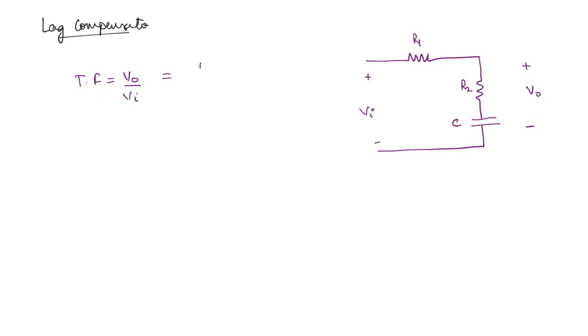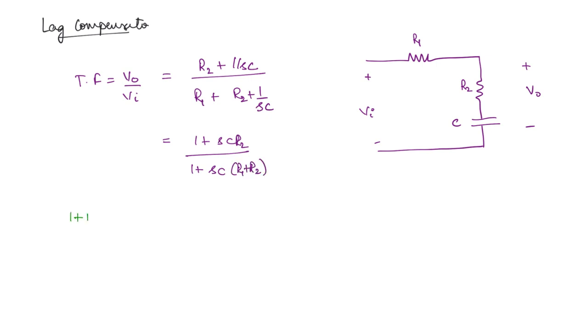This is going to be R2 plus 1 by SC, divided by R1 plus R2 plus 1 by SC, using the voltage division rule. If you simplify, you are going to get 1 plus SC R2 divided by 1 plus SC into R1 plus R2. Now if you compare with the standard transfer function, 1 plus Ts by 1 plus ATs, which is the standard transfer function of the lag lead compensator, then what are you going to get?